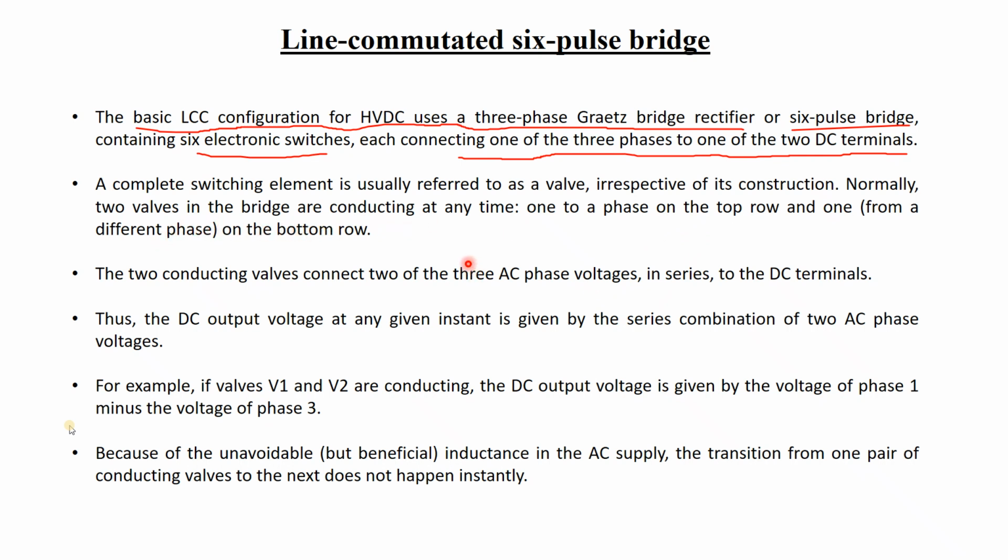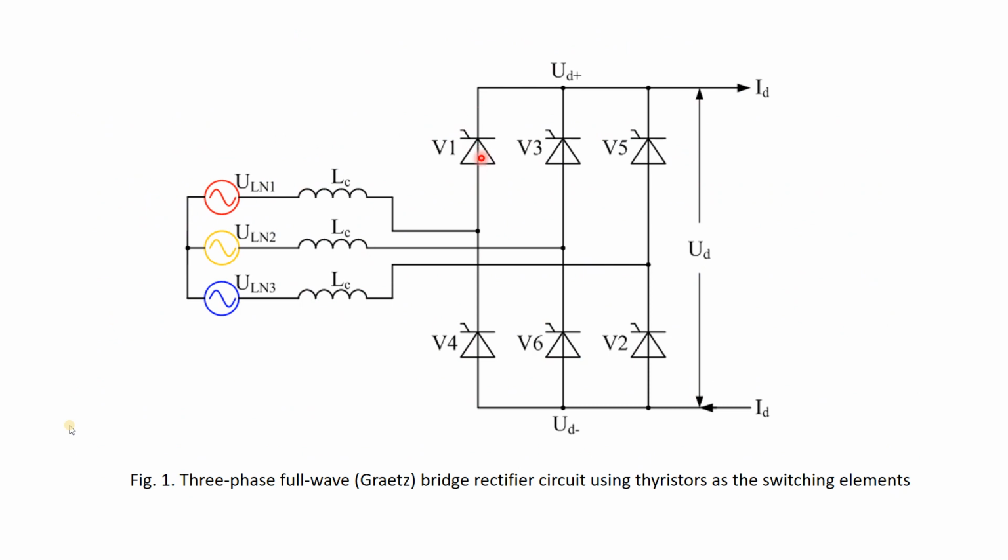Normally two valves in the bridge are conducting at a time. One to a phase on the top row and one on the bottom row. As I've told you, suppose V1 and V2 are operating, then after that V3 and V4 will operate, and then V5 and V6 will operate. That means one particular pair of valves is operating at a time.